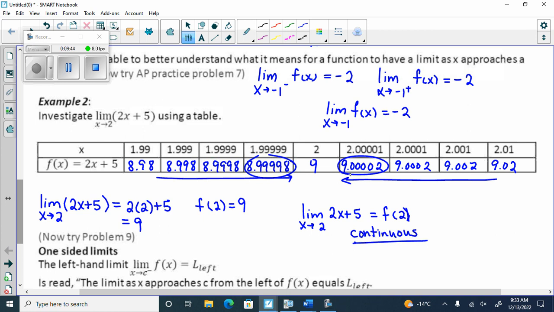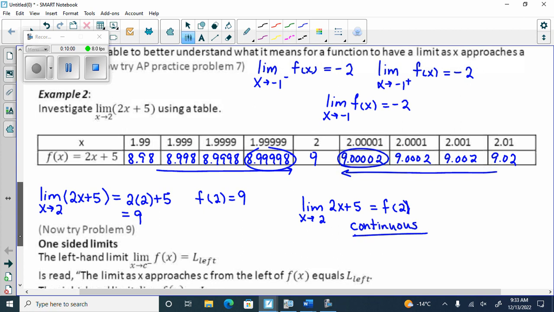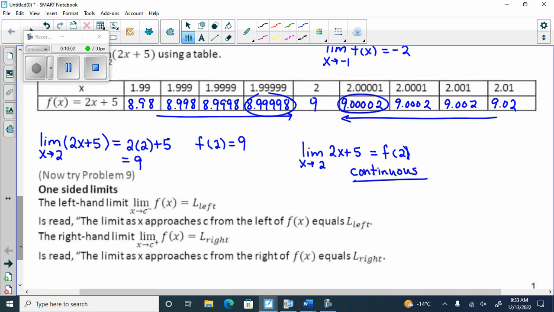I can show it with a table as well. And then at 2 it's 9. Woo! It's a continuous function. From the left it's approaching 9, from the right it's approaching 9, at 2 it's 9. This baby just carries through, right? Continuous function. We're not going to worry about problem 9. These are like the homework questions. Now try problem 9. I'll explain that at the end.